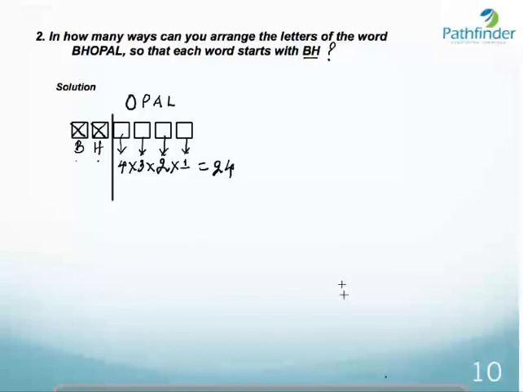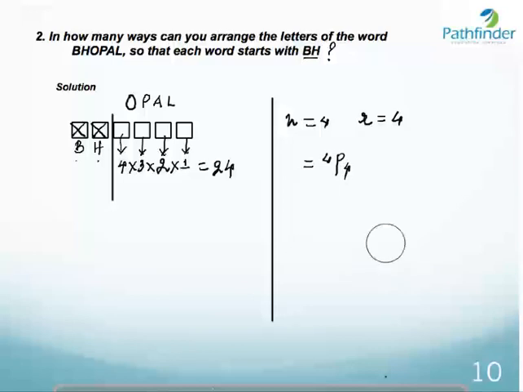And once again, if we go by the formula route, in the same question we could have said that there are 4 places to occupy, so n is equal to 4, and there are 4 letters to be arranged, so r is equal to 4. So number of arrangements will be equal to 4P4, which is nothing but 24.